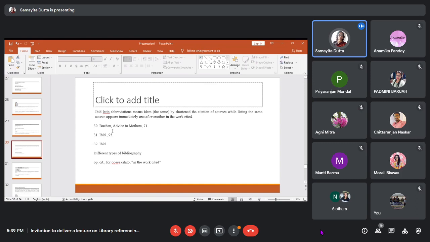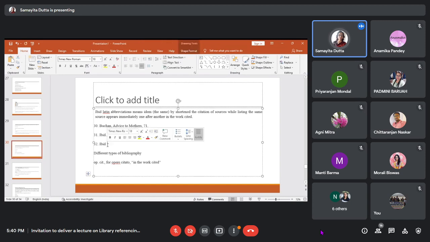For example, the source book Advice to Mothers, page number 71. This source comes up again in notes 31 and 32, one after another. Then we just mention Ibid., with page number 95, or only Ibid. if the same page comes up.